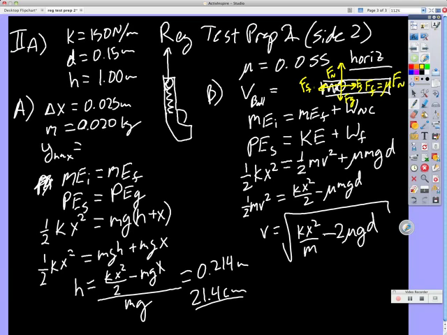FF is mu mg. And what is the work done by friction? It's the force of friction times distance. So this right here is F sub F. And that's how we get to that. I get a velocity of 1.61 meters per second.